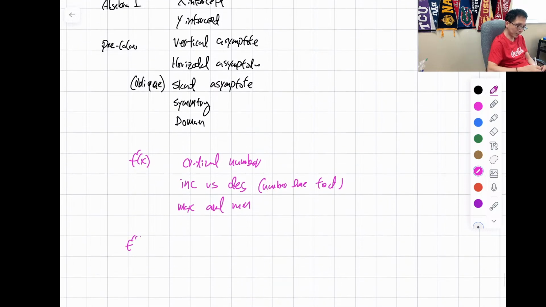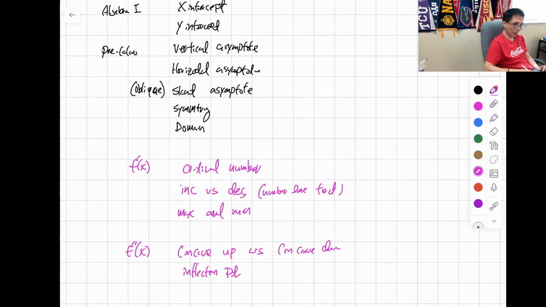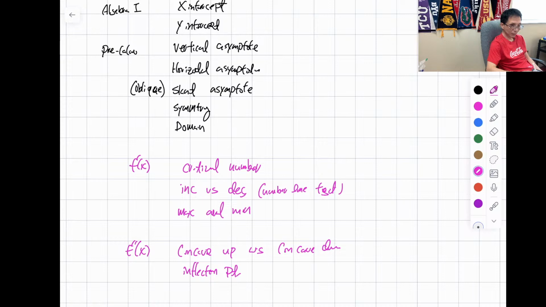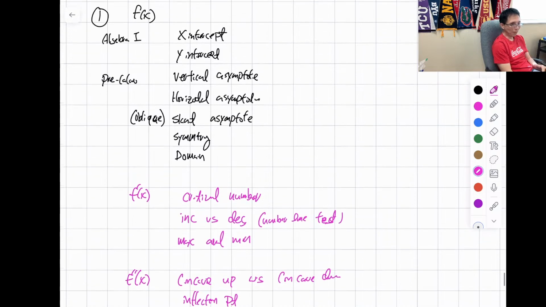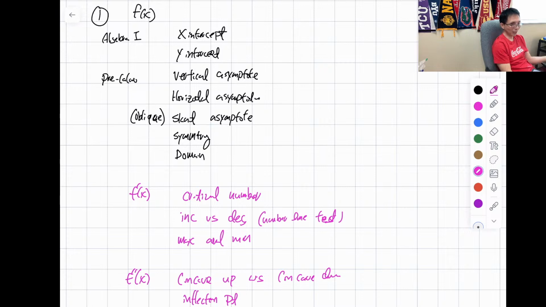f double prime of x is going to be concavity, concave up versus concave down. And lastly, there's an inflection point, which also uses number line tests. Okay, so now we already know how to do the calculus part. The problem is a lot of people forget how to find symmetry, slant asymptote, or horizontal asymptote. We're just going to review this right now.